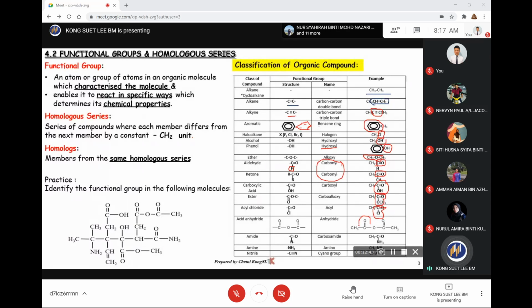Okay, same for here. There are C double bond O, COC double bond O. So this one is anhydride, under the class of compound acid anhydride. Again, amide, C double bond ON. Okay, so the whole structure over here is carboxylamide. And then amino is NH3, so you check this is NH3. And then the last one, nitrile compound, C triple bond N, cyano group. Okay, so you circle over here.